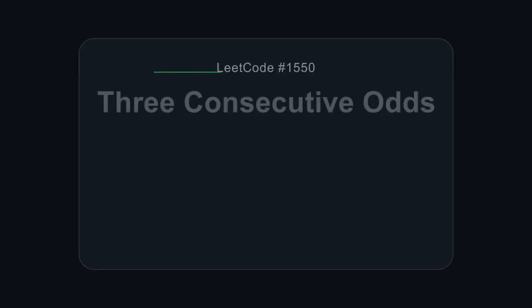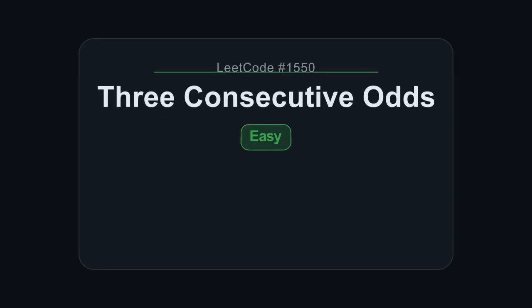Today, we're presented with a seemingly simple task, finding 3 consecutive odd numbers within an array. The challenge isn't just to find them, but to do so efficiently. How would you approach this problem to ensure optimal performance?